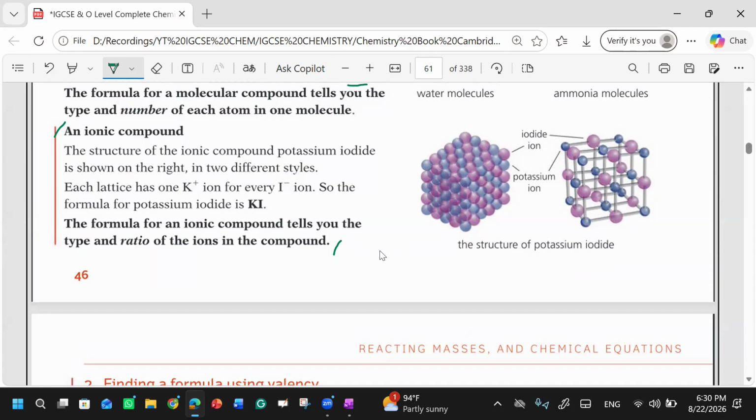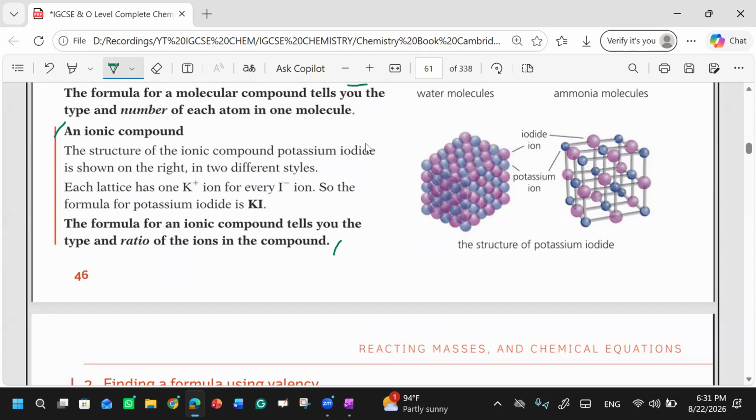Each lattice has one K plus ion for every I minus ion. So the formula for potassium iodide is KI. The formula for an ionic compound tells you the type and ratio of the ions in the compound. What they are telling us.